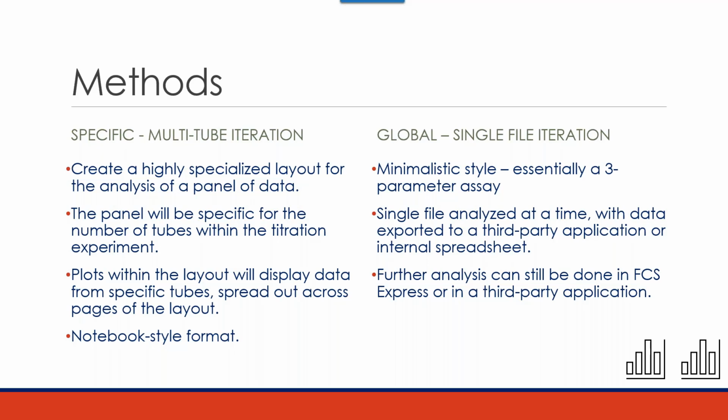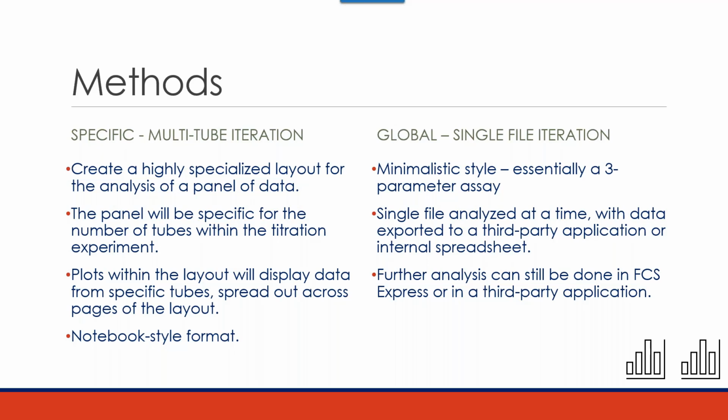fashion, right? So the idea is that you can create a global type template that has more of a minimalistic style. And essentially using this method, you're basically looking at a 3-parameter assay, right? So you have probably 2 parameters in which you need to create your gates, maybe some type of scatter parameter. And then you have a 3rd parameter, which is going to be usually your titration parameter.